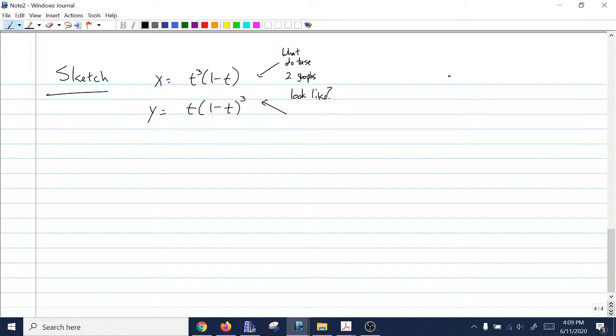What does x look like? Well, both of these things have intercepts at 0 and 1, because they both have a factor of t and they both have a factor of 1 minus t. They're both positive in between. What are they doing in between? What does t cubed (1 minus t) look like? Let's take a derivative. Derivative of this using the product rule is 3t squared (1 minus t), plus this time leave the first part alone, derivative of the second.